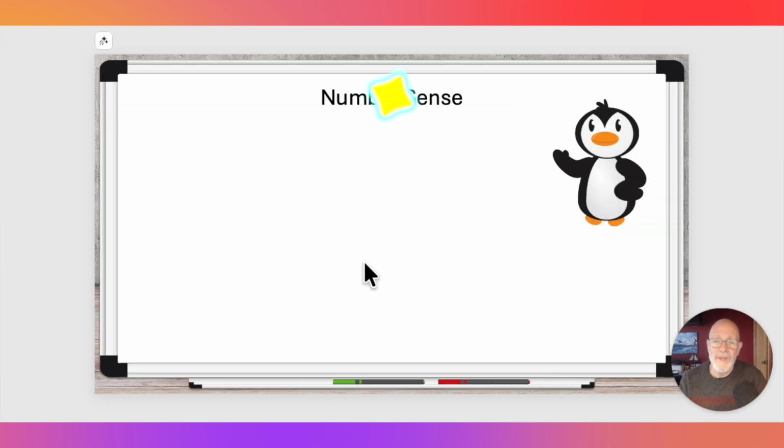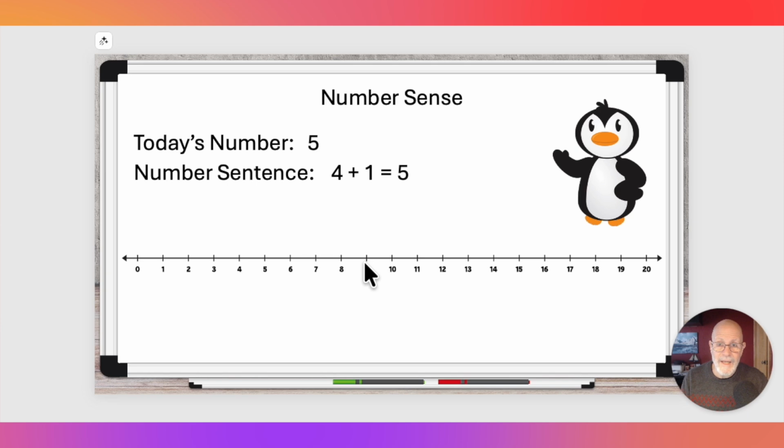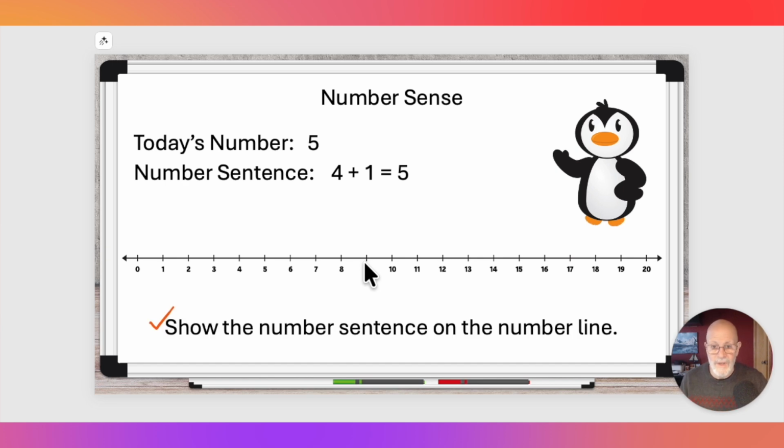Today's problem deals with number sense, or numbers. It's a pretty simple one, but it's a good start for us to learn how to solve problems. So the first thing to consider is that our number is 5. We also have a number sentence, and our number sentence is 4 plus 1 equals 5. Next we take a look and we see we have a number line. Our number line is numbered from 0 to 20. And finally we see the problem itself, which says show the number sentence on the number line. So what we're going to do today is work on showing the number sentence on the number line.